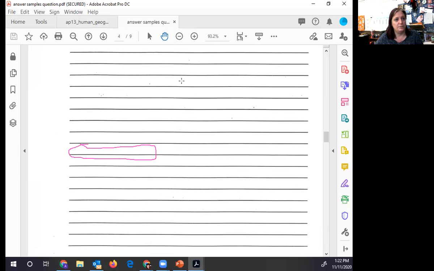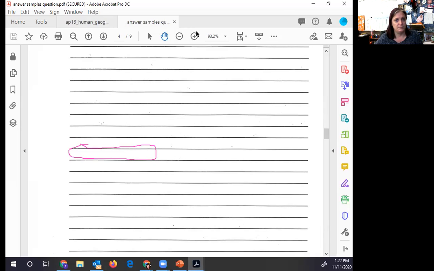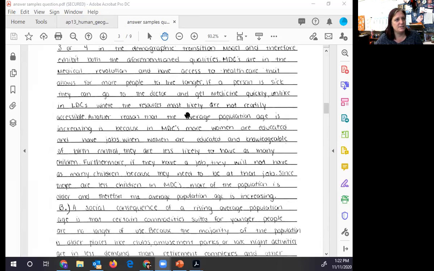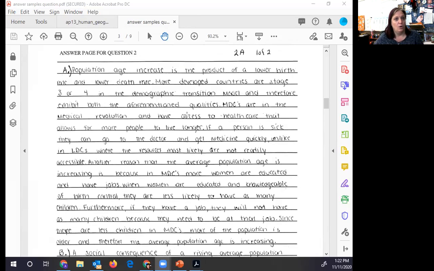Let's look at another one. Ooh, I should probably erase that, but I'm not sure how to do it at this point. Let's go back to annotate, erase. Haha, I got it. Okay, let's take a look at this one. Wow, there's a lot going on here. Let's read it. Population age increases as the product of a lower birth rate and a lower death rate. How's that? Not sure yet.